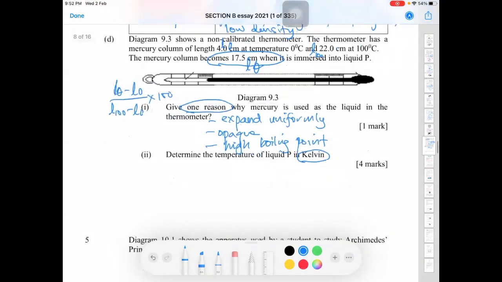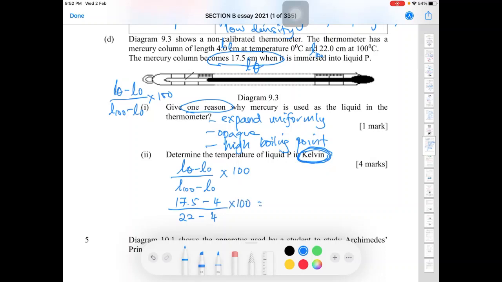Okay, so kita akan masukkan ke dalam formula kita: L theta minus L0, over L100 minus L0, darab dengan 100. Okay, ingat you nak tukar kepada Kelvin. But you have to find the temperature in Celsius first. Then you change to Kelvin. Okay, so masukkan terus nilai 17.5 minus 4 divide by 22 minus 4 darab dengan 100. Then you will get your temperature 75 degree Celsius.